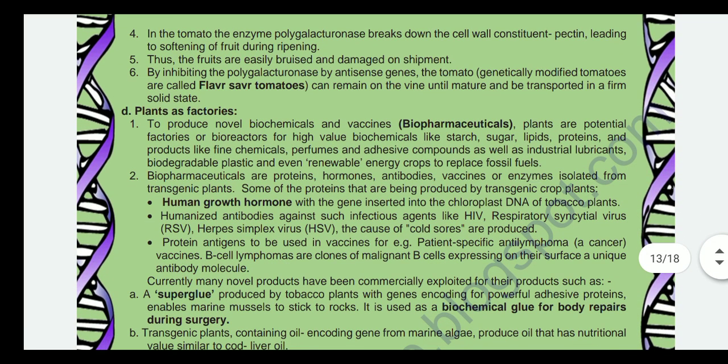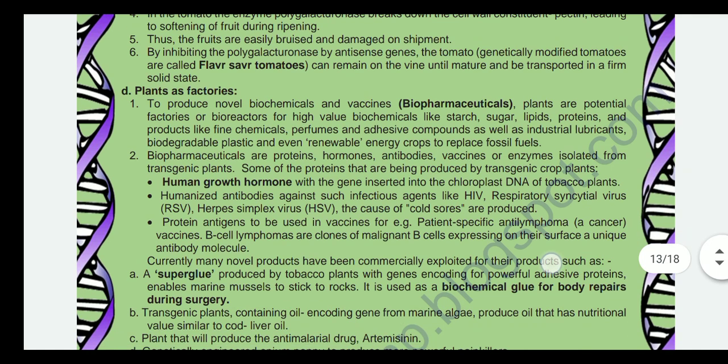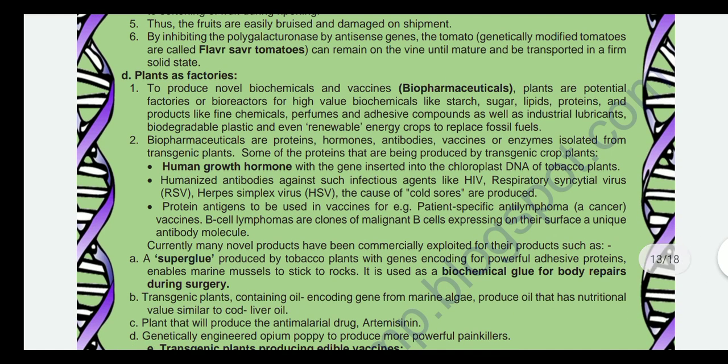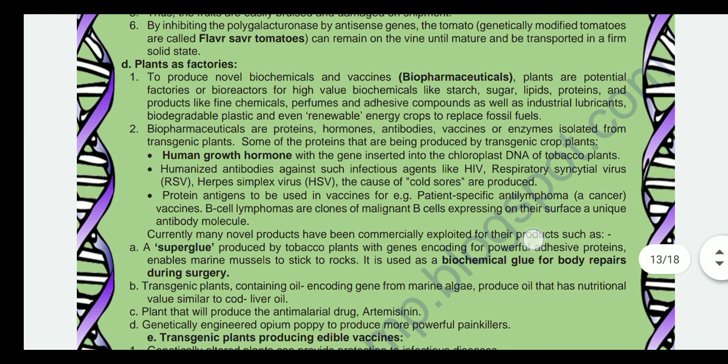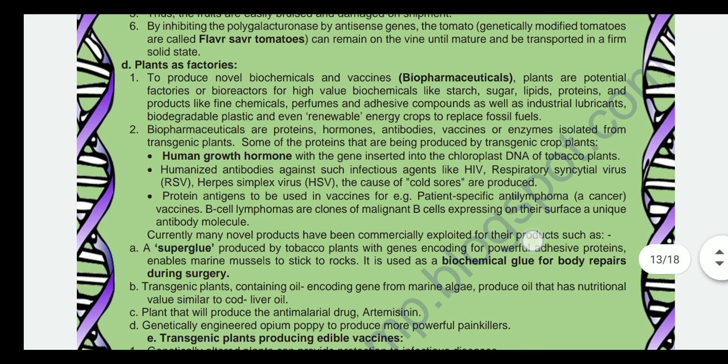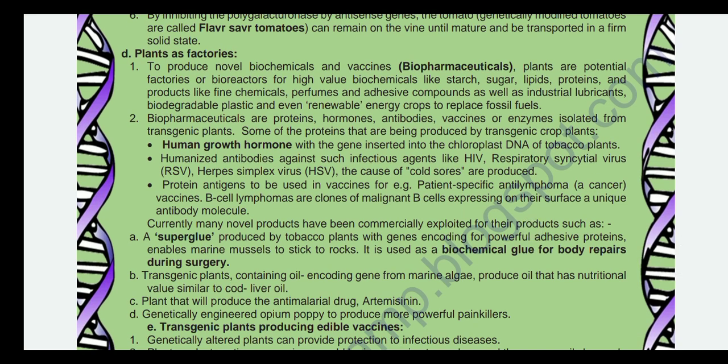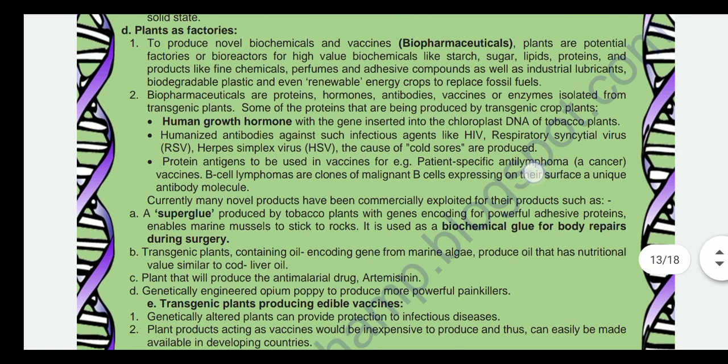In the tomato, the enzyme polygalacturonase breaks down the cell wall constituent, that is pectin, which leads to the softening of the fruit during ripening. Thus, the fruits are easily bruised and damaged on shipment. So, by inhibiting this polygalacturonase by antisense genes, the genetically modified tomatoes, called Flavr Savr tomato, can remain on the vine until mature and be transported in a firm solid state.